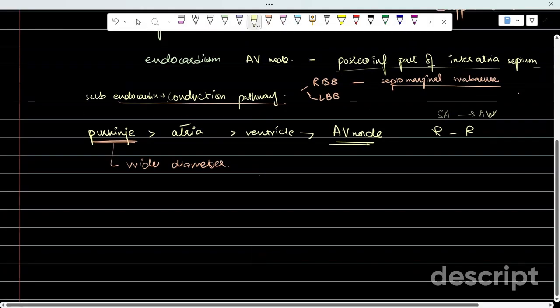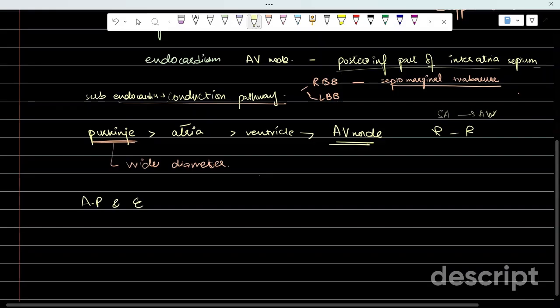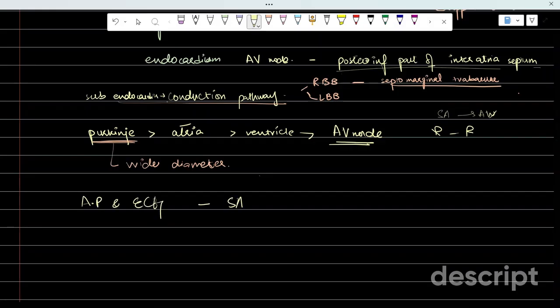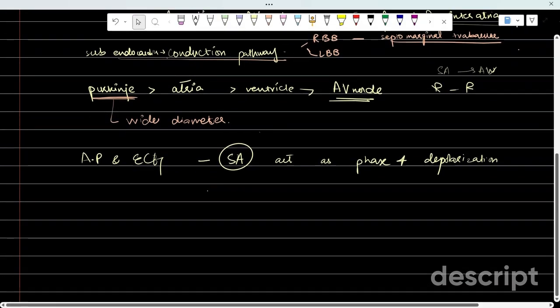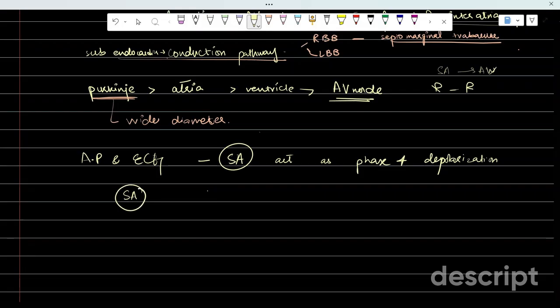Now we did in our action potential and ECG video as well that the SA node acts as a pacemaker due to increased firing, and that is because of phase 4 depolarization, which is basically the inward sodium current, and we did the action potential at SA node in detail as well. SA node is a pacemaker because it has the highest rate of discharge. Now, if there is an abnormality, and let's say the SA node stops acting as a pacemaker, AV node will act as a pacemaker.